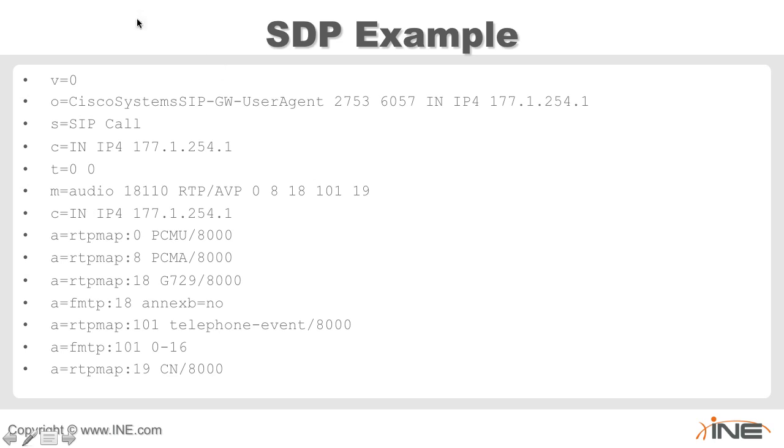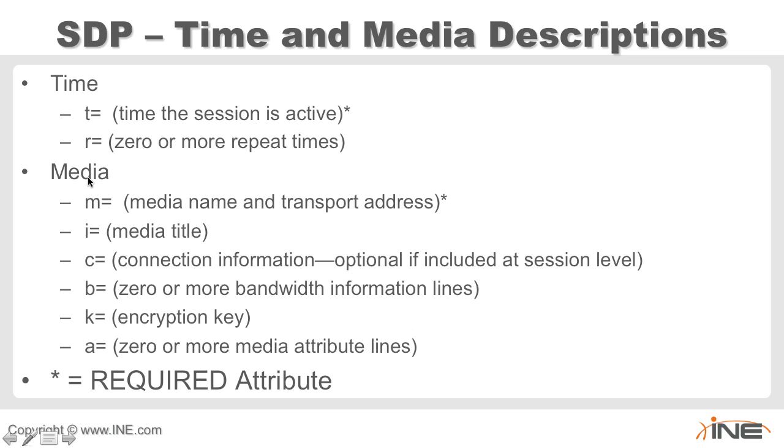We have version equals 0, O for the originator is Cisco Systems SIP Gateway User Agent. We have 2753 and 6057. Internet, IP version 4, 177.1.254.1. Session, it's a SIP call. C, the connection information that was actually just provided up there at the originator as well. So internet, IPv4, 177. T, 0 and 0. So what was T again? Time. Okay, so we're not specifying any particular time.